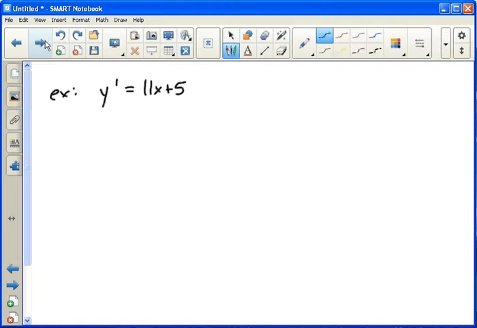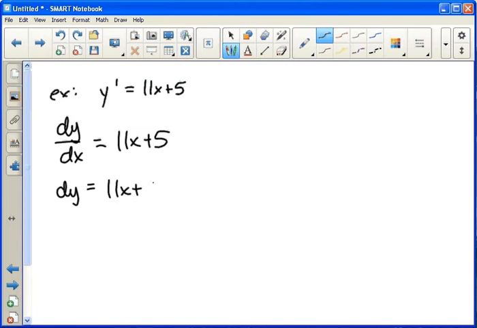So the first step is to change into Leibniz notation. So we change y prime to dy over dx. So that's step 1. You just change y prime to dy over dx. The second step is to separate. If you notice right now, there's a dy and a dx together, and we want the y's and the x's to be separated. So we multiply both sides by dx, and we get this. So we've done the first 2 steps, Leibniz, separate.